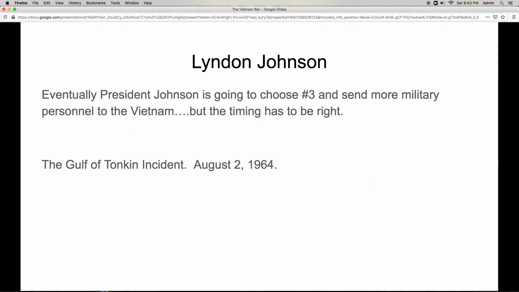Now, you can't just start a conflict and start a draft and just start sending American boys to a foreign land, which many people in the United States had never heard of before. The American public isn't going to stand for that. You need an incident. Just like McKinley needed an incident, just like Woodrow Wilson needed an incident in World War I, just like FDR needed an incident in World War II with Pearl Harbor.